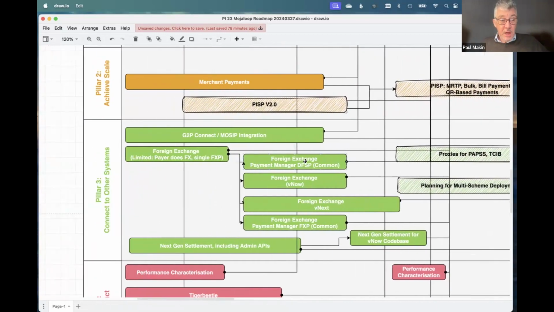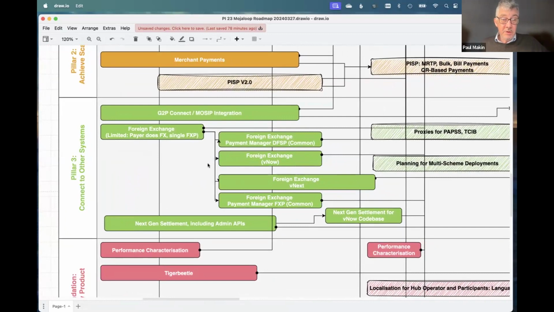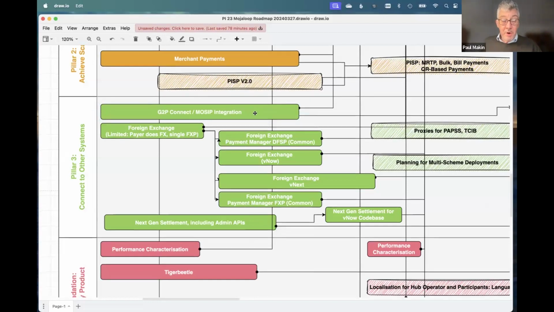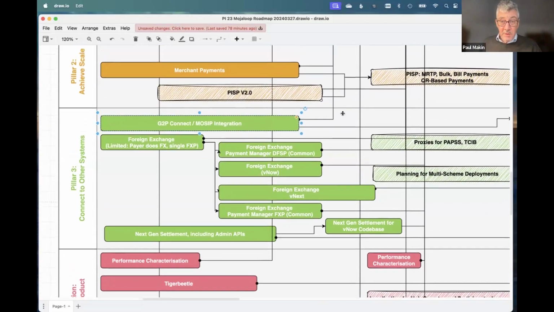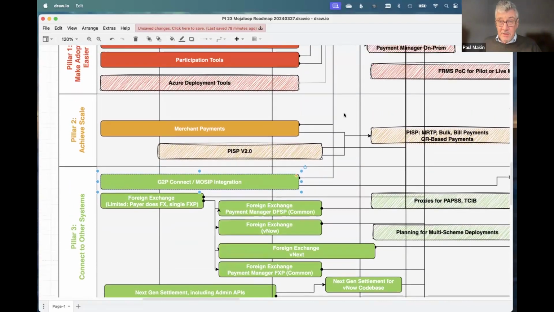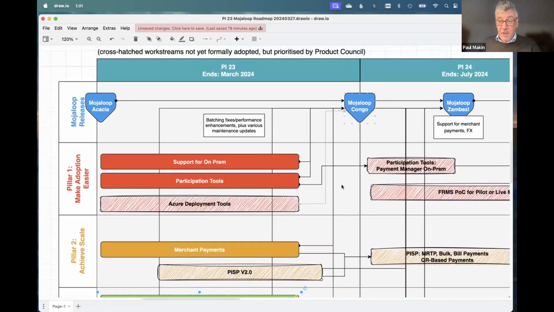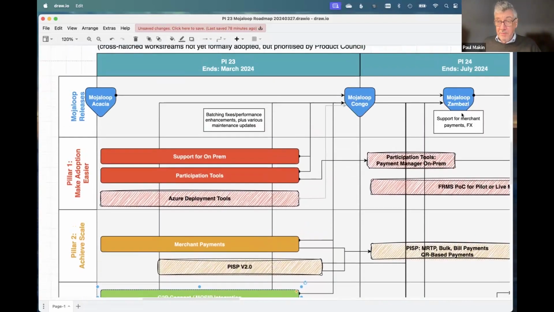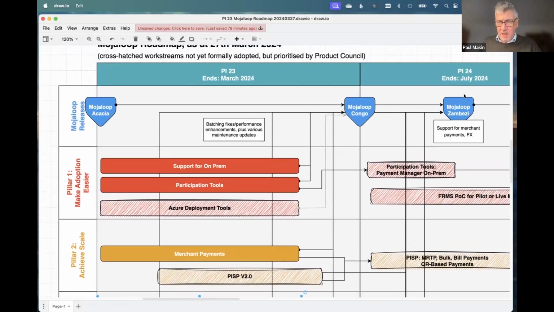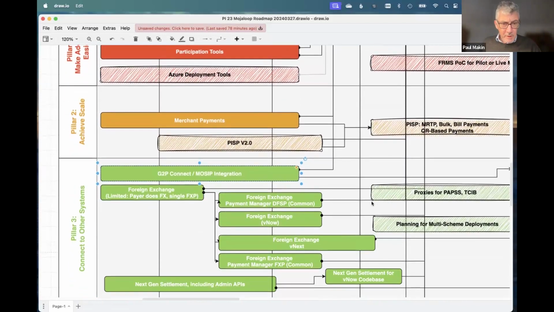Moving to pillar 3, which is all about connecting to other systems, you can see here that it was extremely busy in the last PI. So the G2P work, a lot of work has already been done there, but it's not quite complete. Its output wasn't ready quite to go into Congo, so we expect it to be integrated into Zambezi in the next PI.